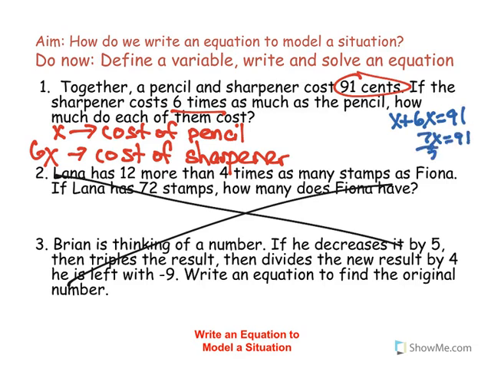So we divide both sides by 7. It gives me X is 13. I also need to find out what 6X is. So 6X is 6 times 13, which is 78. So our answer as a sentence would be: the pencil costs 13 cents and the sharpener costs 78 cents.